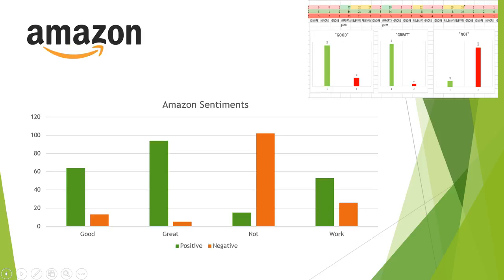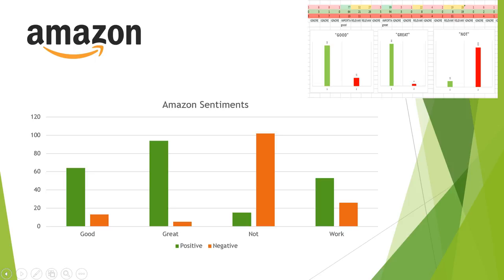So now we work into our actual data analysis. As you can see, we started with Amazon. For Amazon, the words good, great, not, and work popped up the most and had the greatest variance between positive and negative sentiment. The words good and great popped up in the regular expression as well, which keys us into sentiments or reviews that are most likely positive.